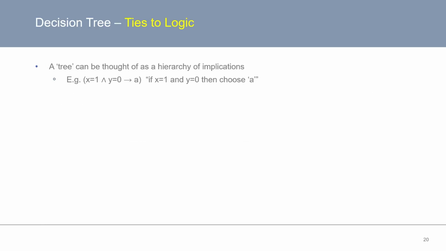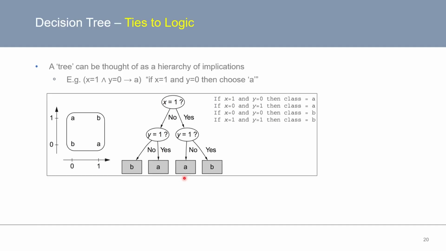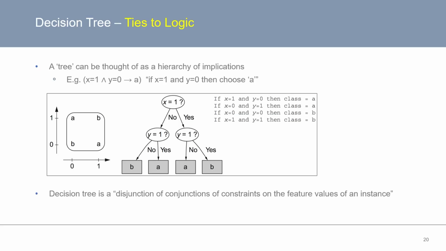You can actually think of this process as being similar to instantiation from the field of logic. Staying on the theme of logic, you can also think of decision trees as a hierarchy of implications. For example, if x equals 1 and y equals 0, then A. Note that the caret symbol here represents a conjunction, meaning and. This implication describes a specific path through the tree to a conclusion A. On the right, we have all 4 of the implications that describe the 4 different paths through this decision tree. Effectively, from the perspective of logic, a decision tree can be viewed as a disjunction of conjunctions of constraints on the feature values of an instance.